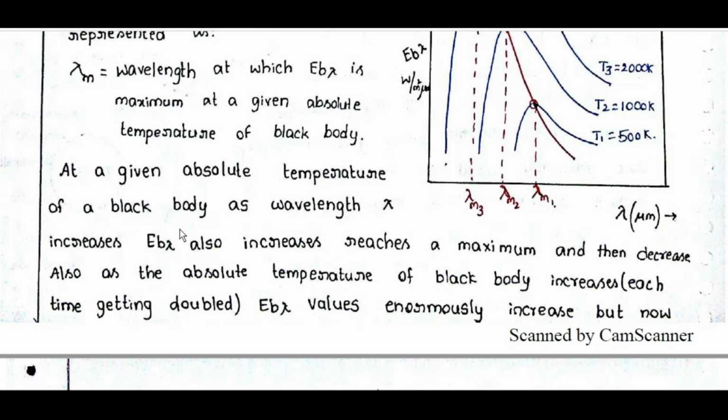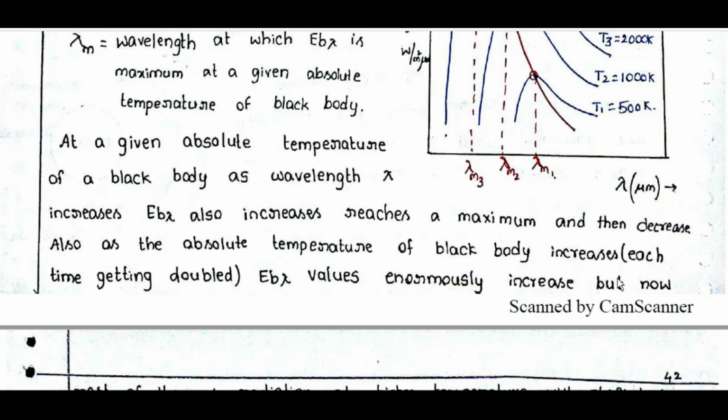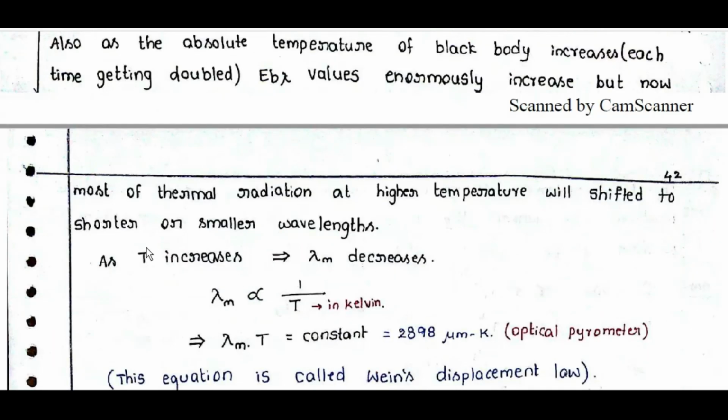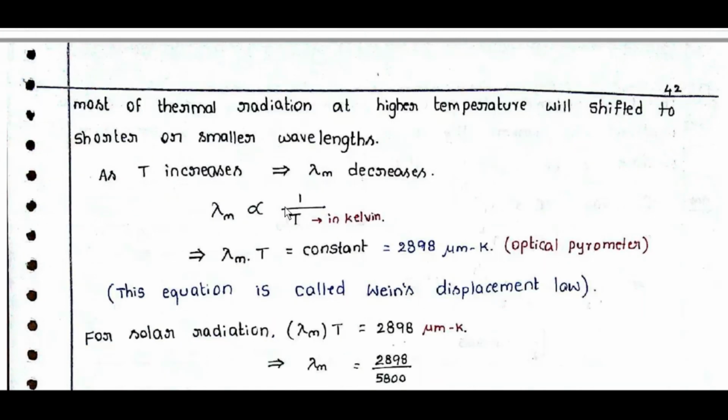At a given absolute temperature of a black body, as wavelength lambda increases, EB lambda also increases, reaches a maximum and then decreases. Also, as absolute temperature of black body increases, each time getting doubled, EB lambda values enormously increase. But now most of thermal radiation at higher temperature will be shifted to shorter wavelengths. As T increases, lambda m decreases. Lambda m is inversely proportional to T in Kelvin. Lambda m into T is equal to constant, which is equal to 2898 micrometer Kelvin.